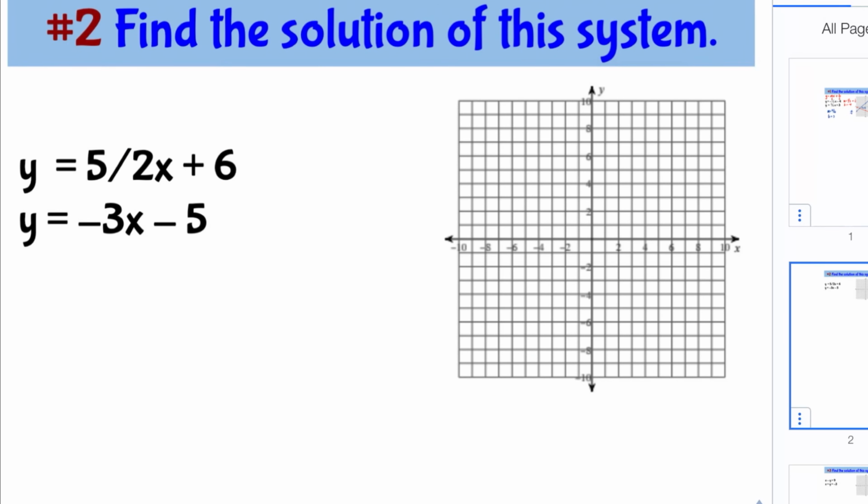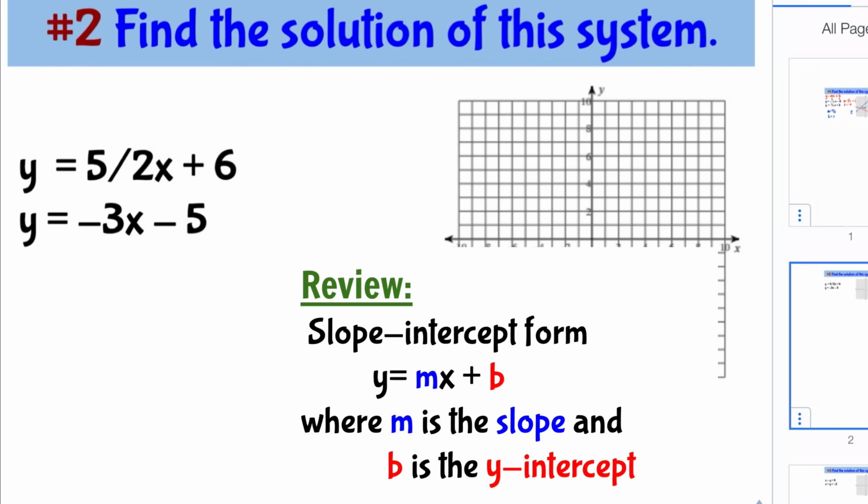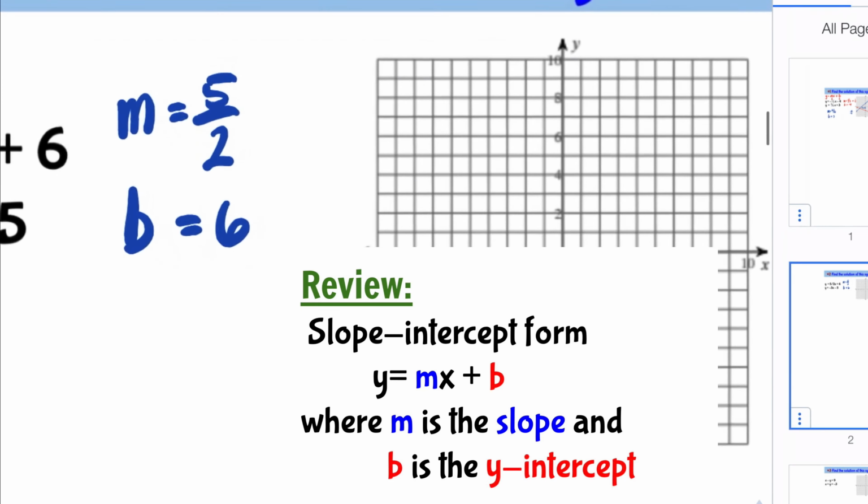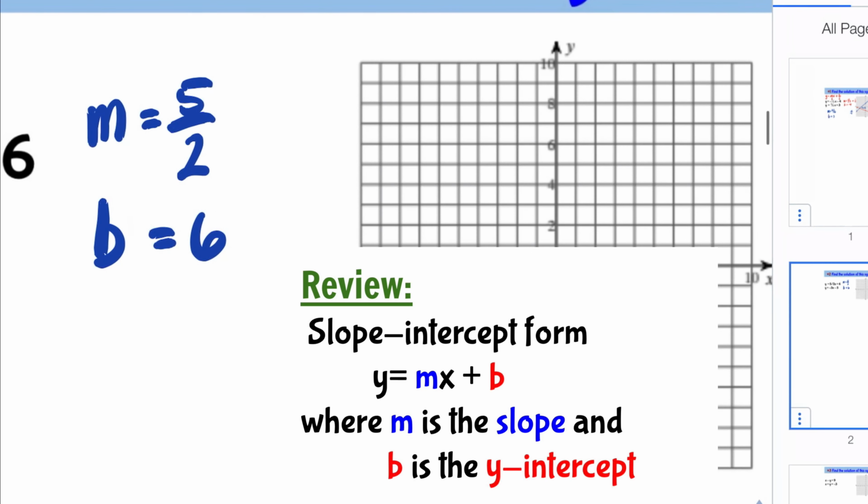Now let's have example number 2. y is equal to 5 over 2x plus 6 and y is equal to negative 3x minus 5. Same as question number 1, both equations are also in the y equals mx plus b or the slope-intercept form. So we can easily determine the slope and the y-intercept. For equation 1, our slope is 5 over 2 and the y-intercept is 6. So when graphing this, we will begin with the y-intercept 6.